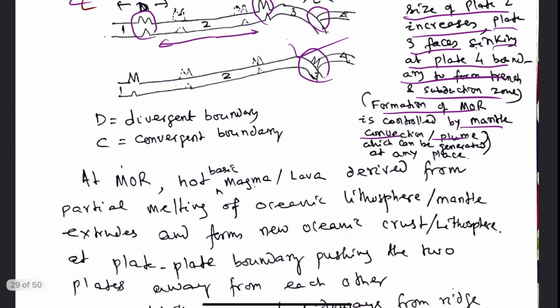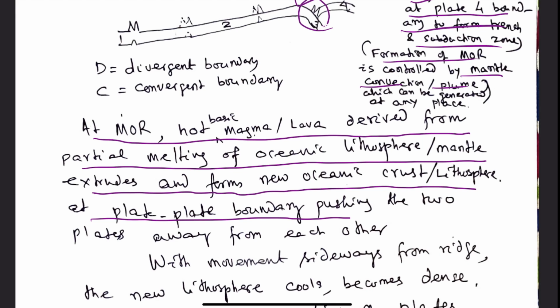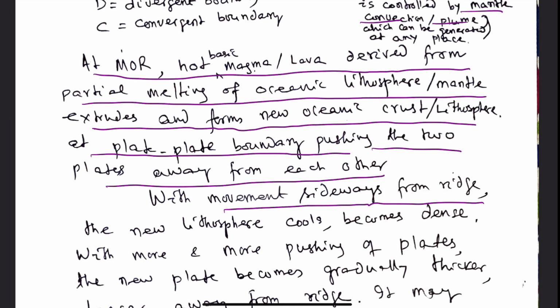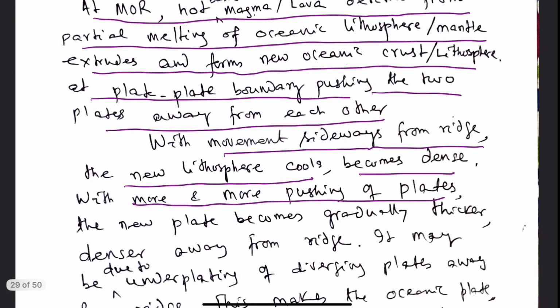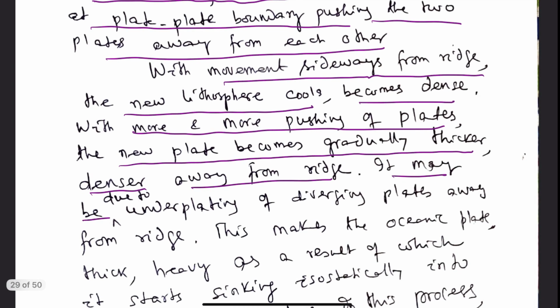Thus, we see at the MOR the hot basic magma or lava, derived from the partial melting of the oceanic lithosphere or mantle, extrudes to form the new oceanic crust or lithosphere at the plate boundary, pushing the two plates away from each other. With movement sideways from the ridge, the new lithosphere cools and becomes dense. With more and more pushing of the plates, the new plates become gradually thicker and denser away from the ridge. It may face underplating as the plates diverge away from the ridge axis.